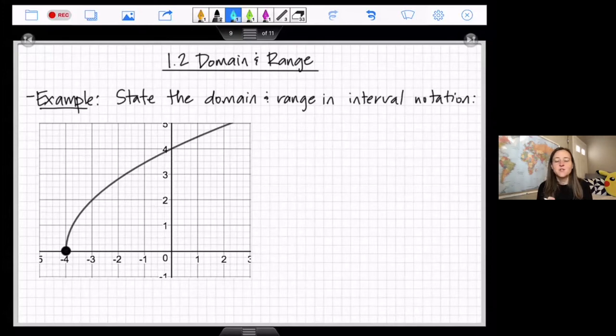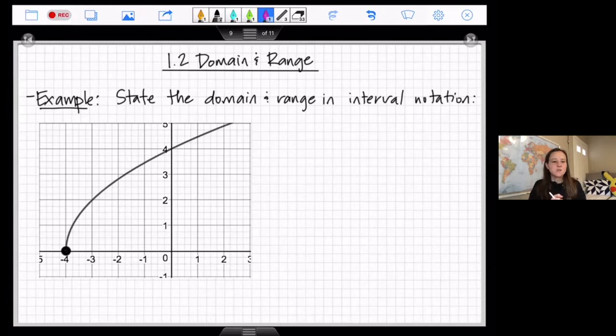In the last video, we found domain by looking at the formula for a function. Now we're going to figure it out by looking at the graph. And it turns out that the graph is the best way to figure out the range of a function as well. All right, so let's take a look at this function. We're going to state the domain and range in interval notation.